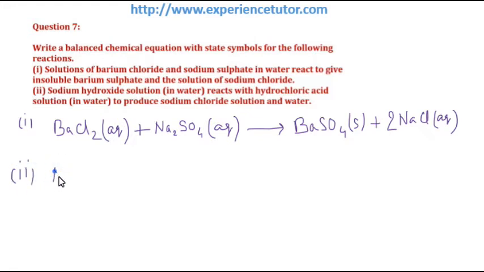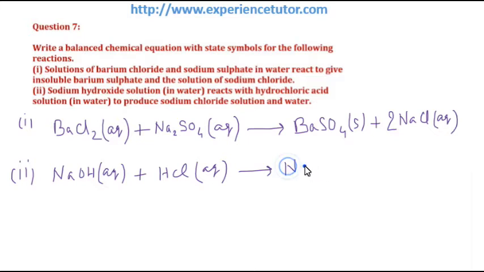sodium hydroxide. So NaOH, which is aqueous, plus HCl, which is aqueous again, gives NaCl, which is aqueous, plus water, which is liquid. The equation is balanced.